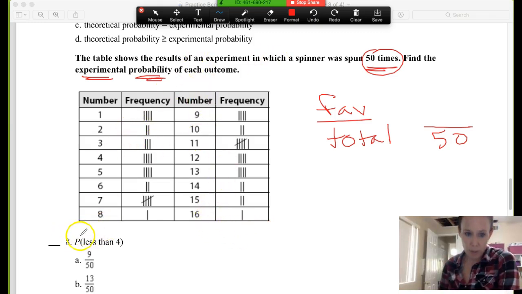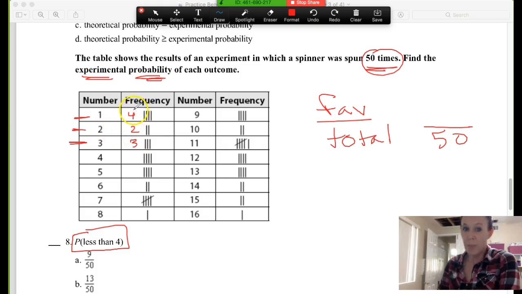Now number 8 wants to know, what's the probability that I spin less than 4? Okay, so what is less than 4? It doesn't say 4 and less, it just says less than 4. So the numbers less than 4 are 3, 2, and 1. What's the probability that I get less than 4 when I spin? Well, 3 occurs 3 times, 2 occurs twice, and 1 occurs 4 times. So 4 times they spun and got a 1. Twice they spun and got a 2. 3 times they spun and got a 3. That just happens to match up.